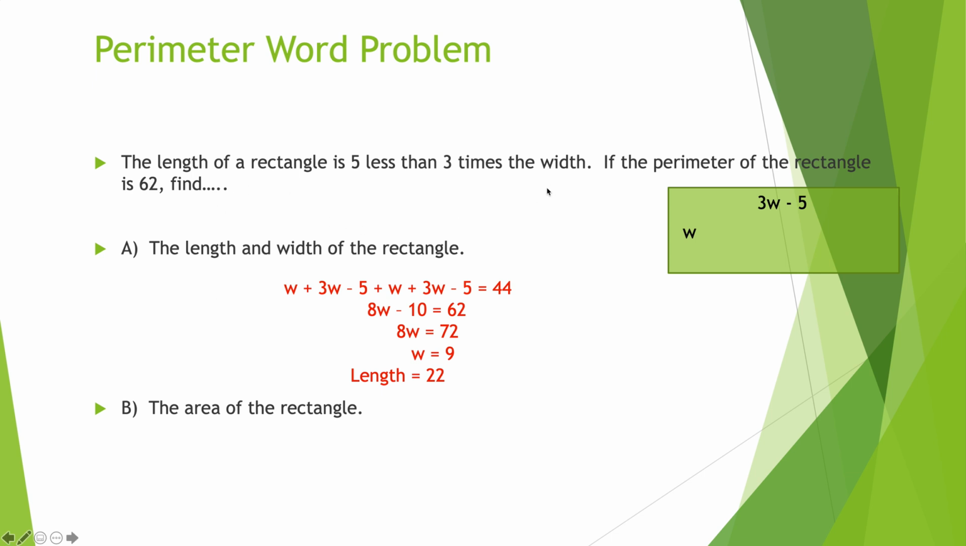So I get w on the left, 3w minus 5 on the top. W on the right, 3w minus 5 on the bottom. Add them all up, you get 44.